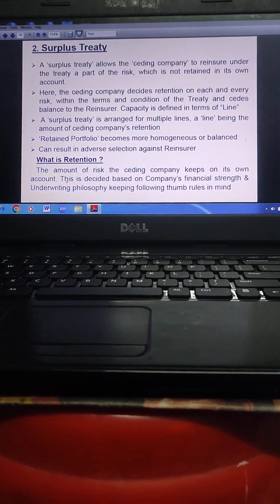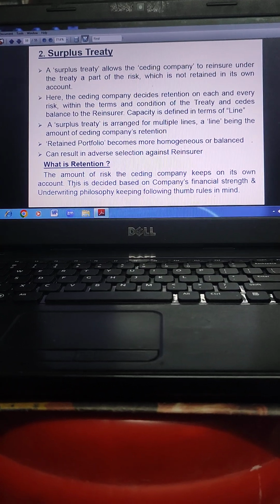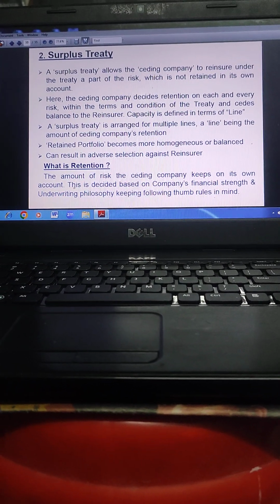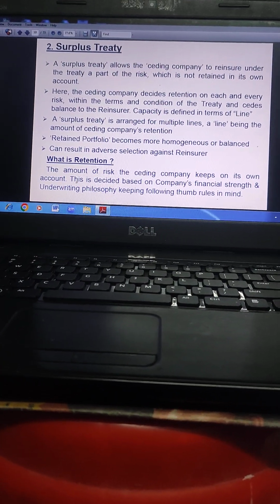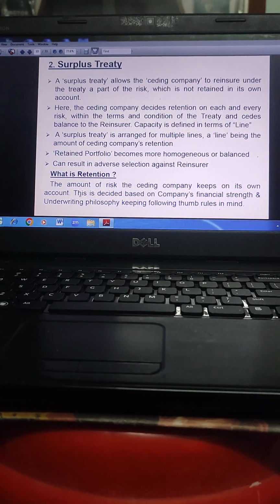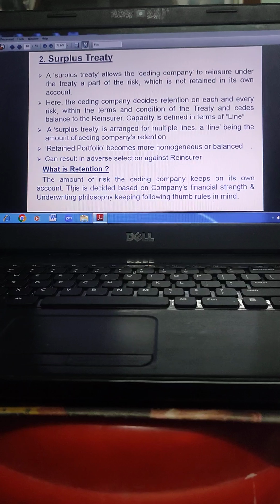The capacity is defined in terms of lines. A surplus treaty is arranged for multiple lines, a line being the amount of the ceding company's retention. And as this retained portfolio becomes more homogeneous or balanced, it can result in adverse selection against the insurer.